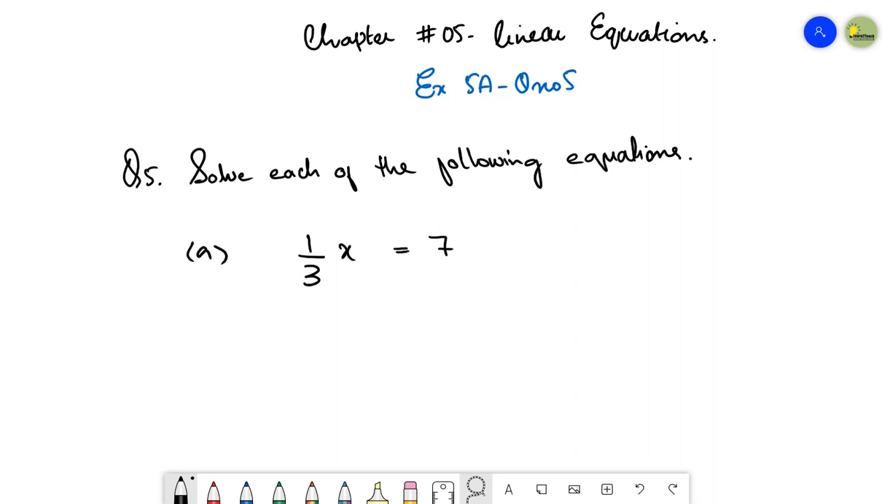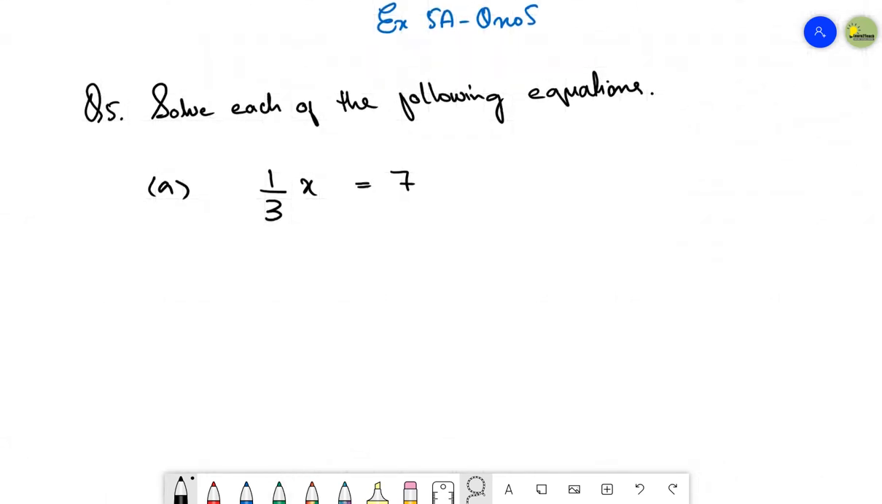In this equation, you are given a rational number with x. The coefficient of x is basically a rational number, that is 1 upon 3. We have already seen an example like this. Suppose an example is 2x equals 7. We know that when a number is multiplying with x and you need to shift it to the other side of the equation, you must divide it. It will be 7 upon 2.